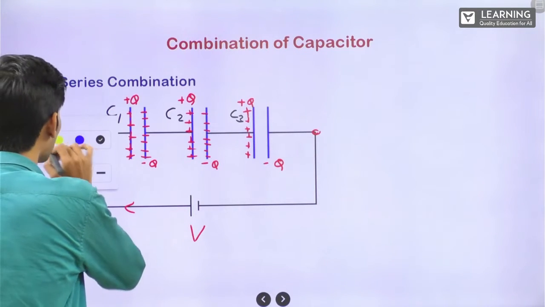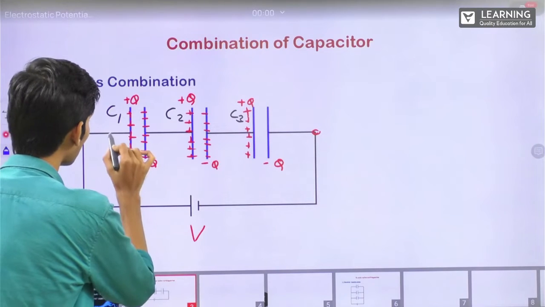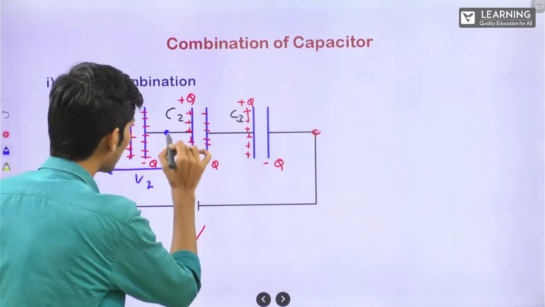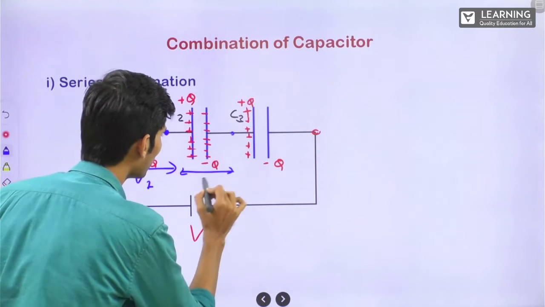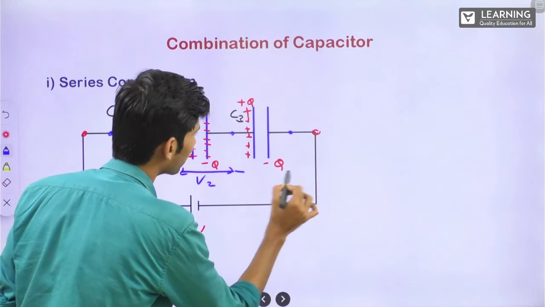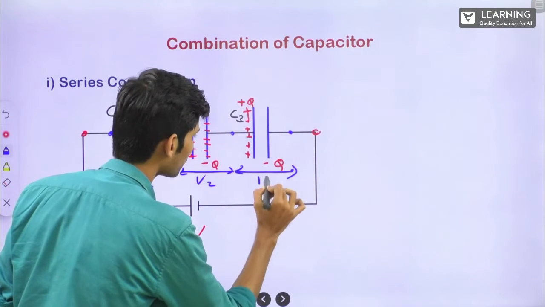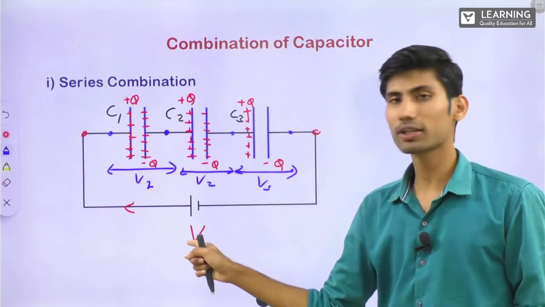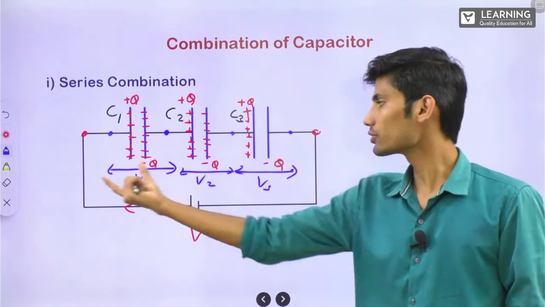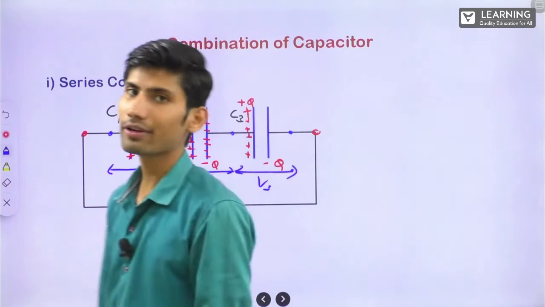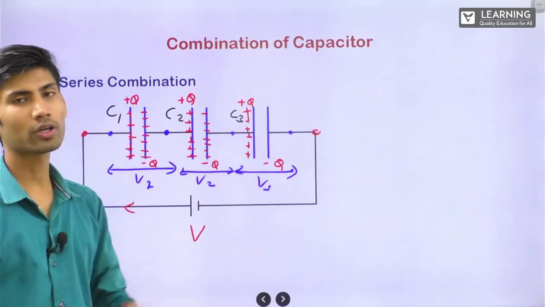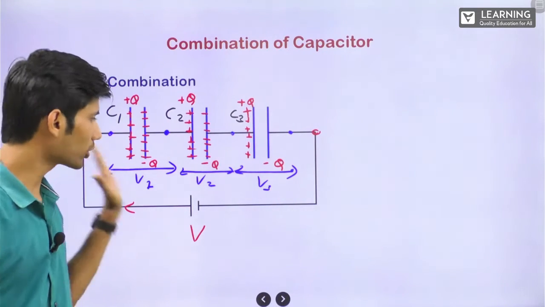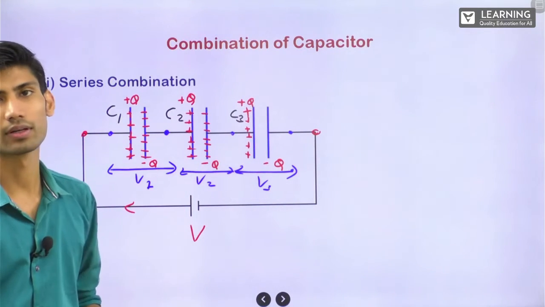Alright. Now if I talk about the potential difference across this capacitor, it will be V1. Across this capacitor, it will be V2. And across this capacitor, it will be V3. Clear? The potential will be different. Why? Across these two terminals the potential is V. This is V1, V2, V3. So the sum will be V. V will be V1 plus V2 plus V3. Clear? So what you have to make a note is, in series, charge in all the capacitors is same. Second, potential difference across all the capacitors is different.